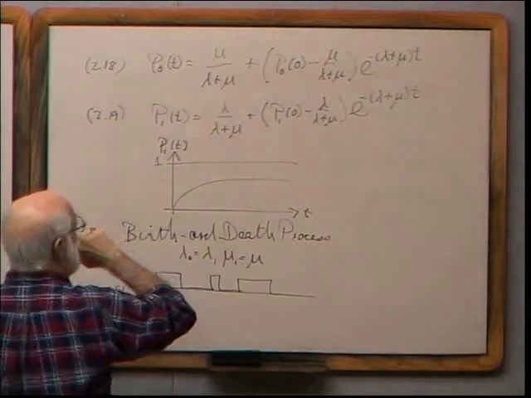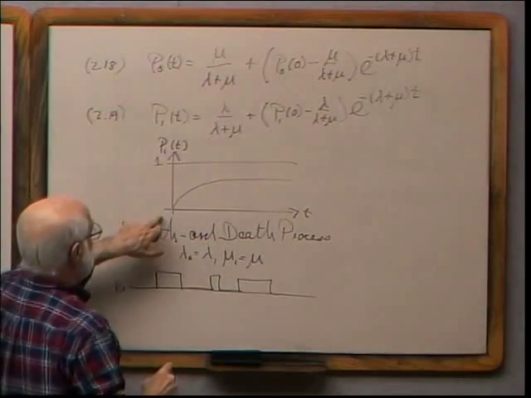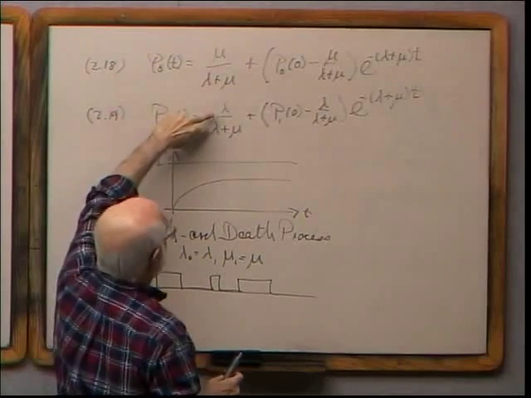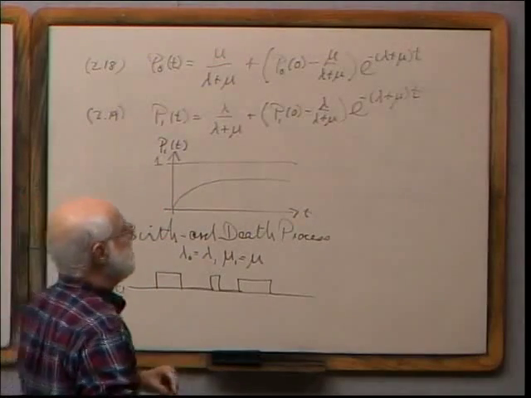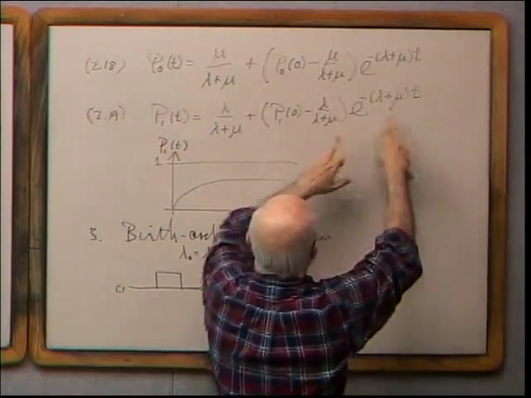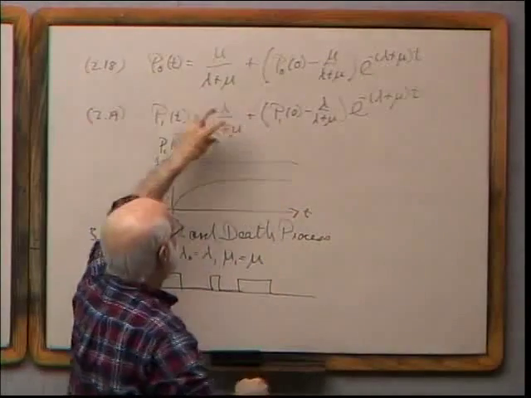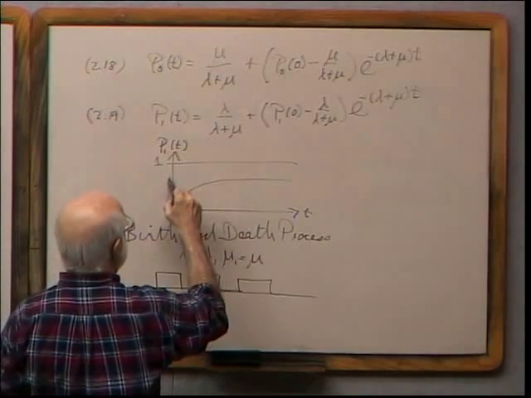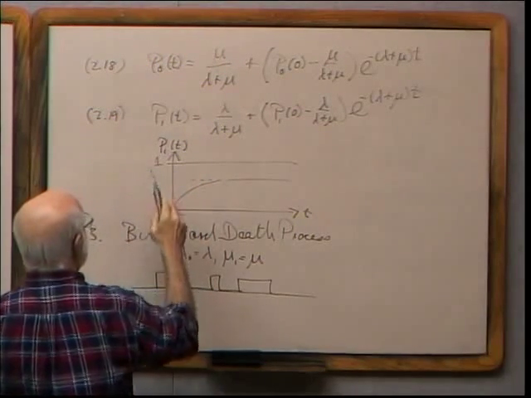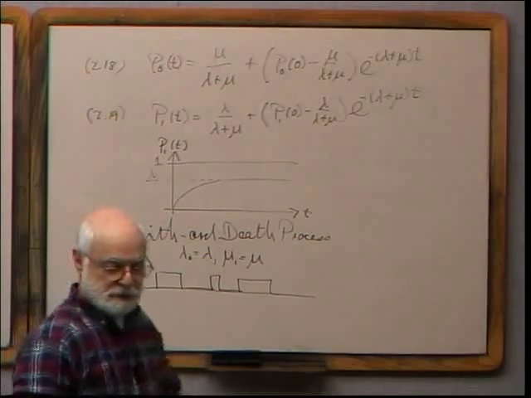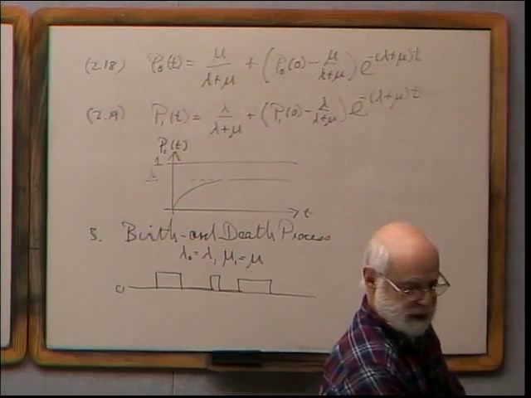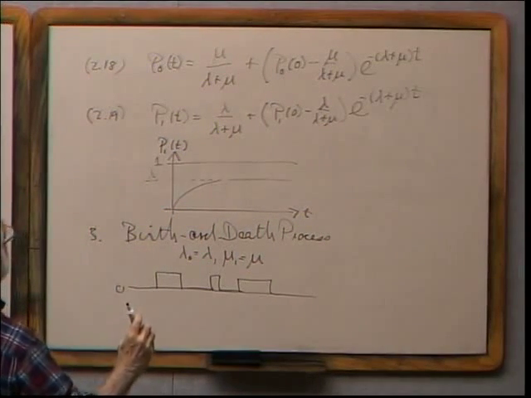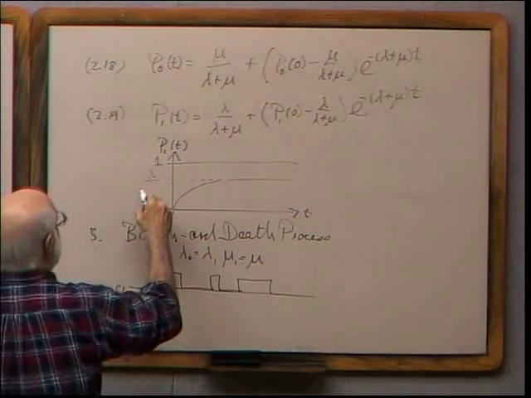And you can see that this curve for P1 of t is going to be asymptotic to this value right over here. Because as t goes to infinity, this term goes to 0, the initial condition goes away, and I'm left with lambda over lambda plus mu. So this is lambda over lambda plus mu.